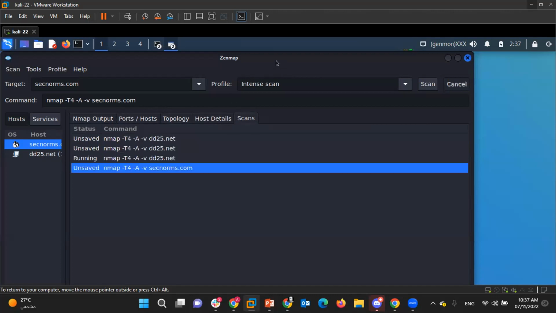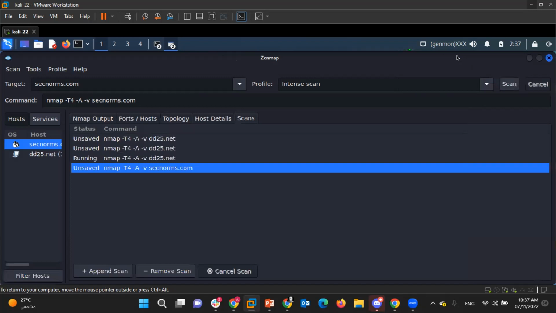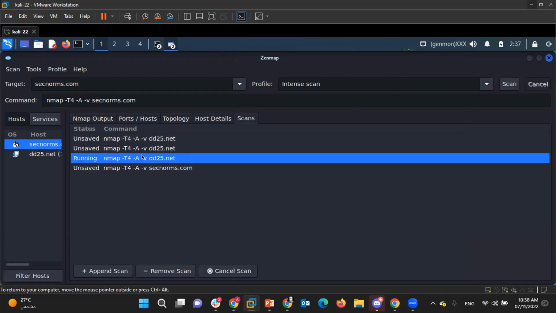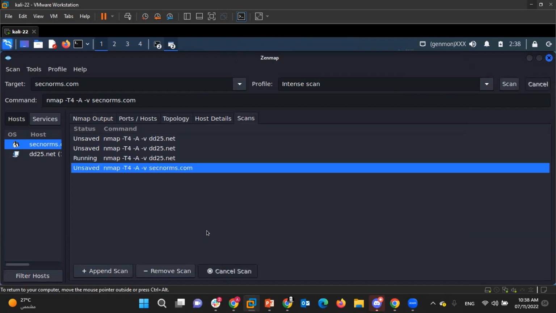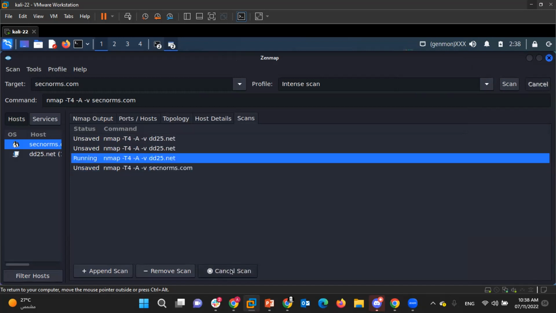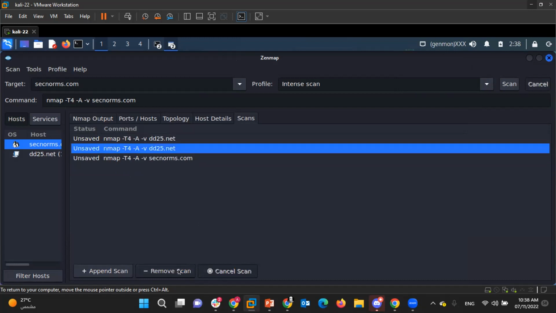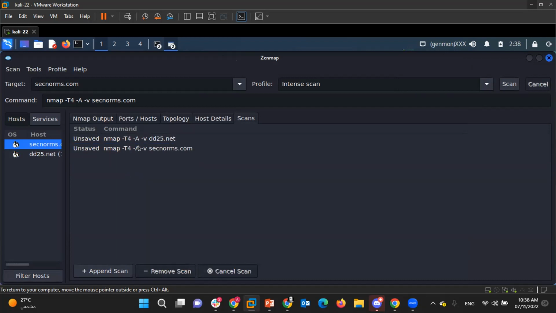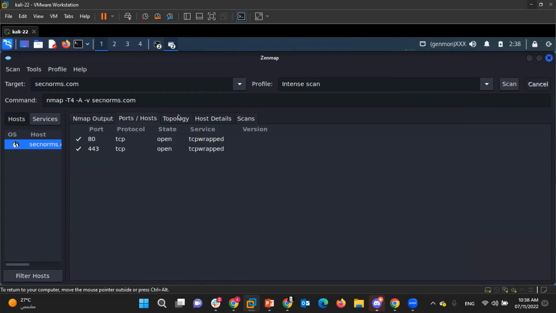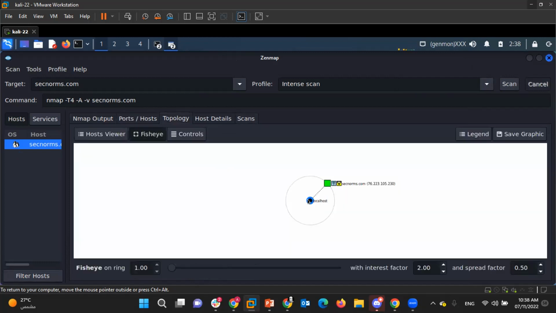This is about secnorms. Select it here. Remove. And this is remove. And this is remove. Let us know about this. Okay, from my side directly to this, from my location or my device, my site.